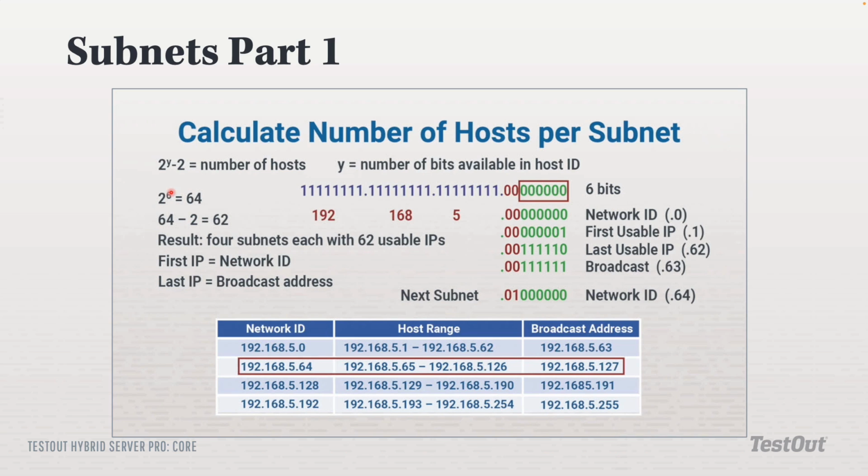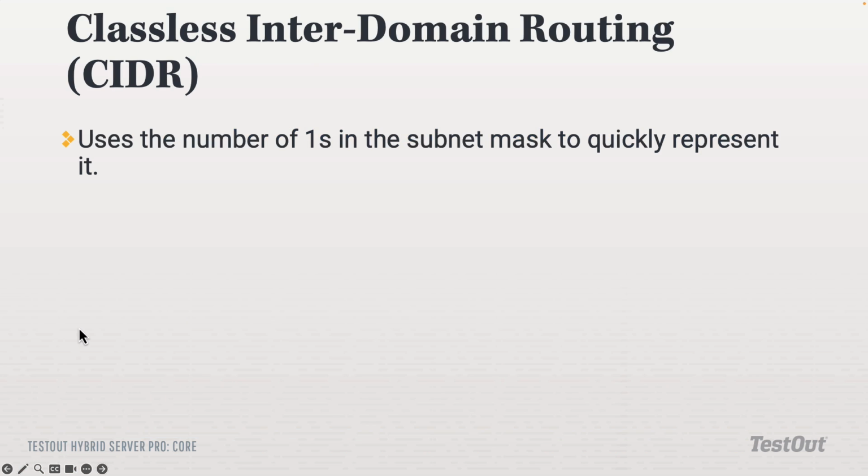So 2 to the 6th is equal to 64, minus 2 is 62. So in this case, we would have 4 subnets, and each of those would have 62 usable IP addresses. Does that make sense, how we got to that number? So I would write this down. To calculate the number of hosts, it's 2^y minus 2, where y is the number of bits that are available in the host ID. Okay?